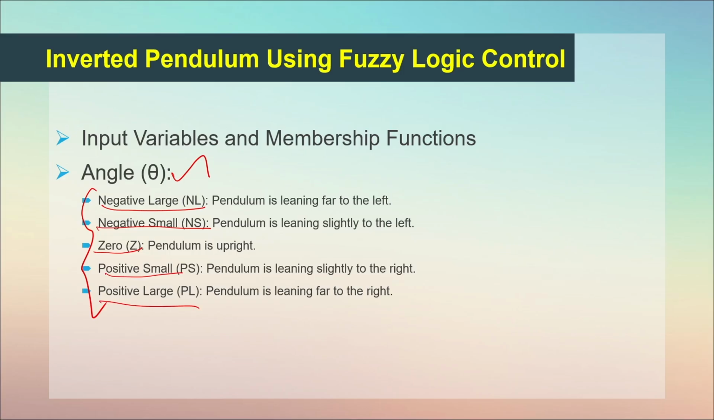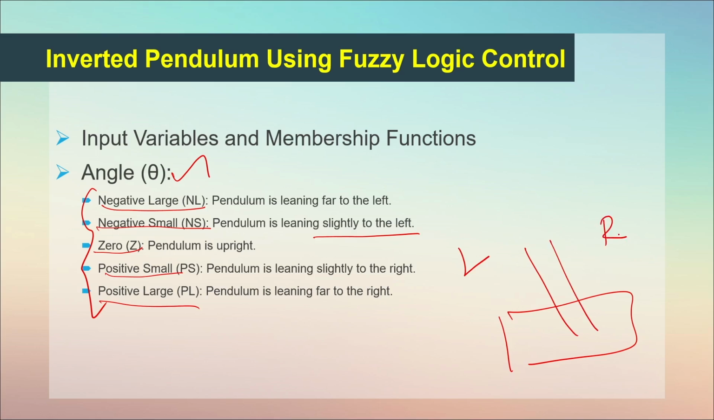If it is negative large, what is that? The pendulum is leaning far to the left. If it is negative small, it is slightly leaning to the left. If you imagine that this is the pendulum, you may treat this as left and right. So if it is very far to the left, negative large; if it is smaller, negative small. Like that, 0 means the pendulum is totally upright. Accordingly, the pendulum may lean slightly right, and positive large is leaning far right.